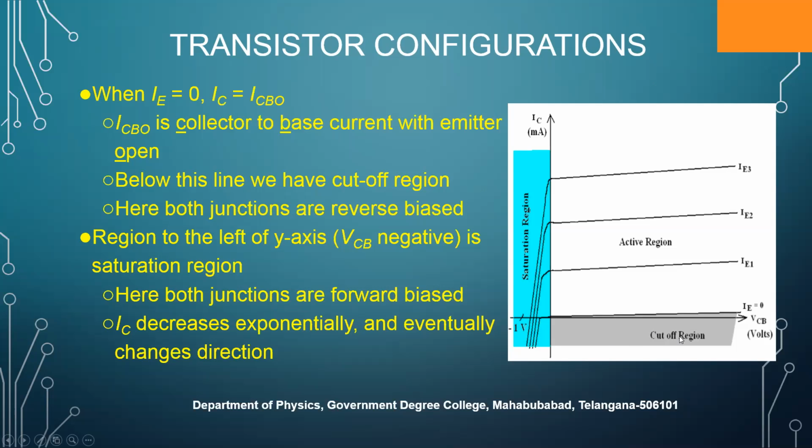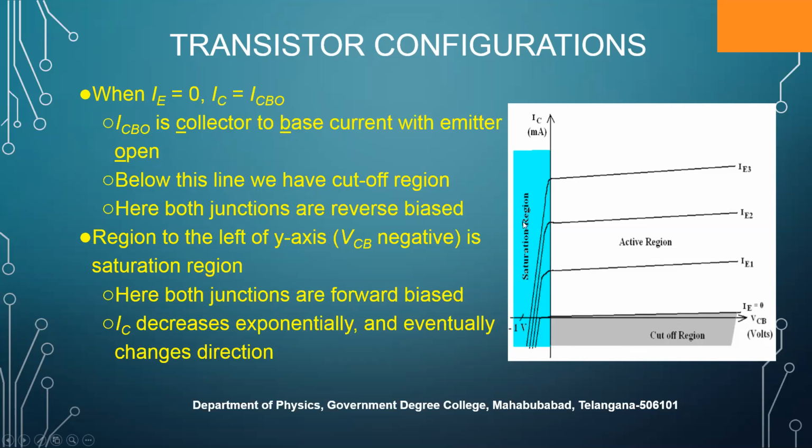Here both the junctions are reverse bias. That means emitter base junction is reverse bias and collector base junction also reverse bias. Then the transistor works in cutoff region. So region to the left of y-axis, that is this region.